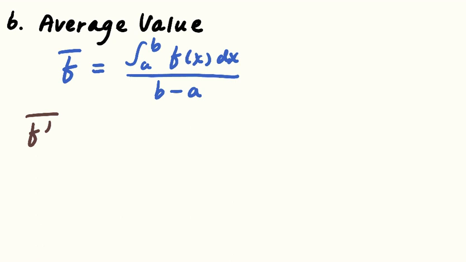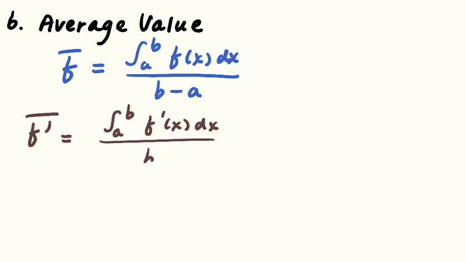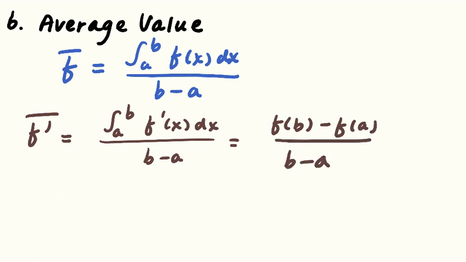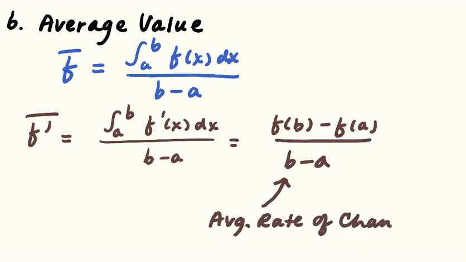Okay, the average value of f prime, so the average value of the derivative, is the integral from a to b of f prime of x, divided by b minus a. But I can take this integral up top. This is easy. This is f of x from a to b. So this is f of b minus f of a over b minus a, which is the average rate of change of the function f on the interval a to b.